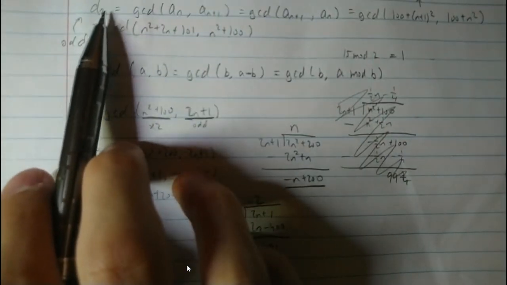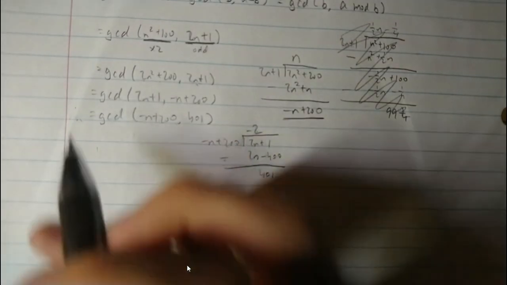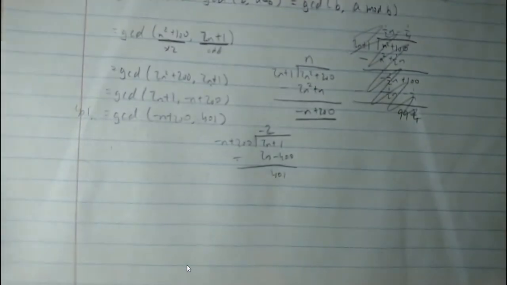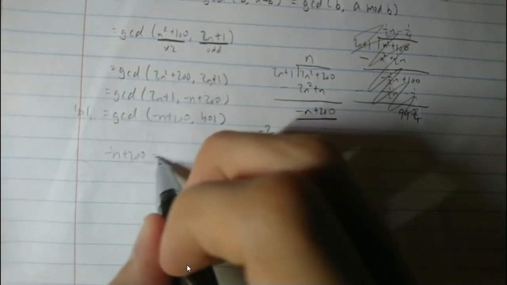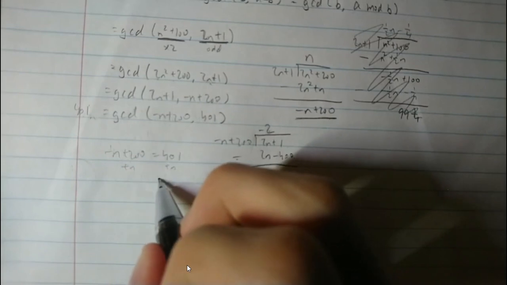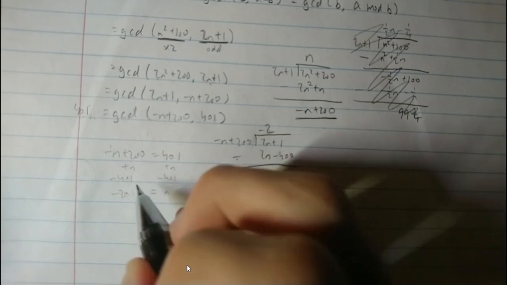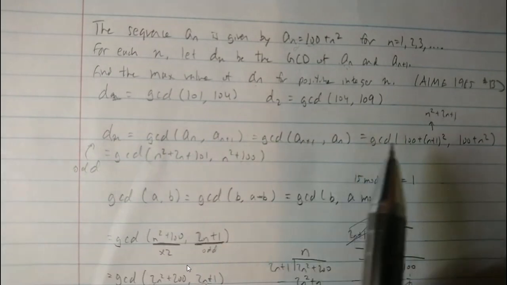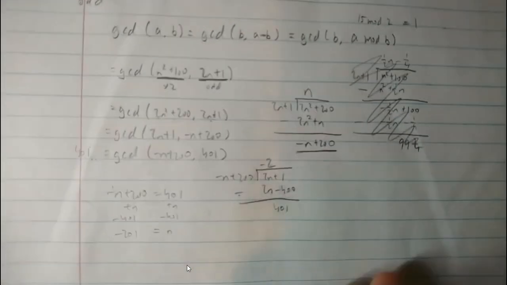Now, in order for it to be the biggest greatest common divisor, d sub n, we want this to be 401 and this to be 401, so that the GCD will be 401. That would be ideal. Let's see if that comes true. Minus n plus 200 equals 401. And what do we get? If we add n to both sides and we subtract 401 on both sides, we get that n is minus 201. But if you go back to the problem, remember that n can only be positive. n equals 1, 2, 3. So this clearly didn't work. n cannot be negative 201.